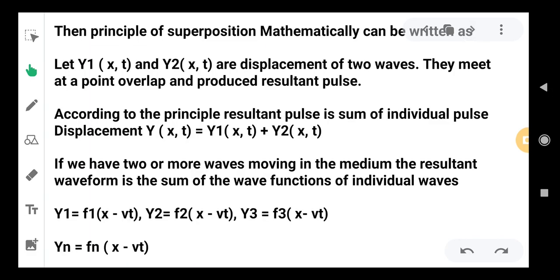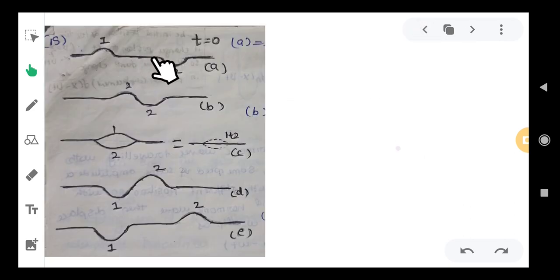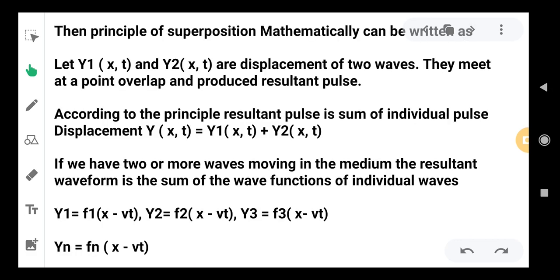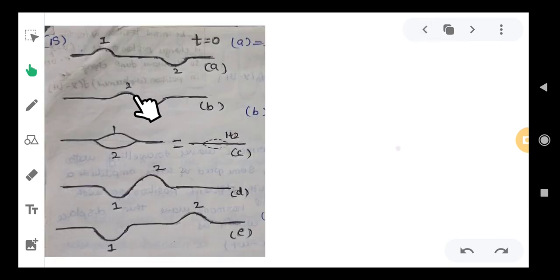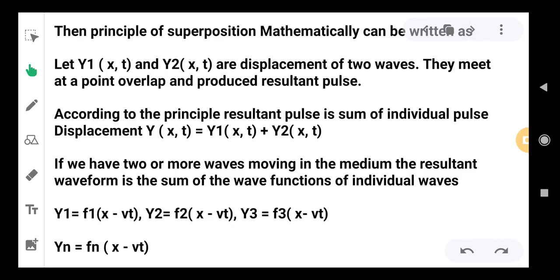Now, according to this, if I am going to write the mathematical form of the superposition of the wave, first wave y1 as a function of x and t, and the second wave y2, are the displacements of the two waves. First wave y1, second wave y2. They meet at a point, overlap and produce the pulse in the formation of C, D and E.